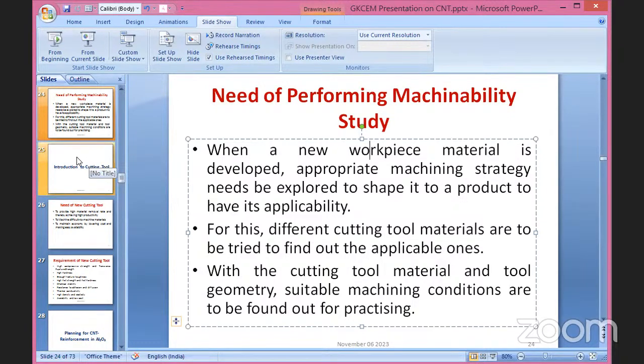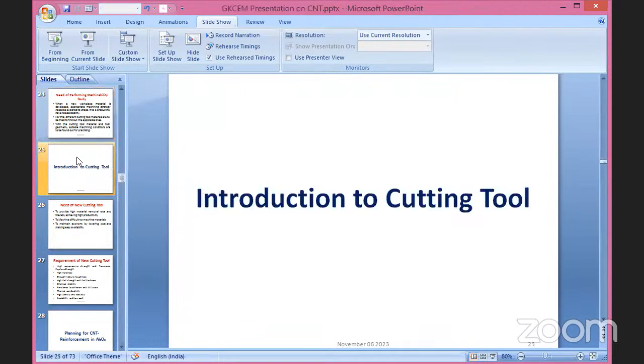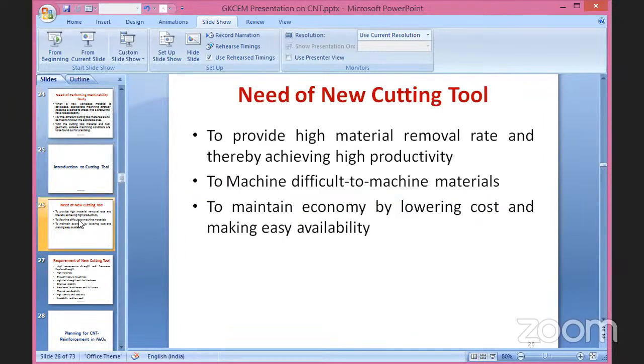Now let's start with how we have made this particular CNT based cutting tool material development. Okay, I will come to that point. There are another two slides where cutting tool features are indicated. What is the need of a new cutting tool? To provide high material removal rate and thereby achieve high productivity. That is one very important issue.